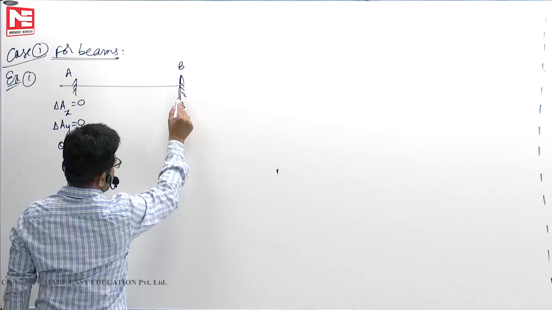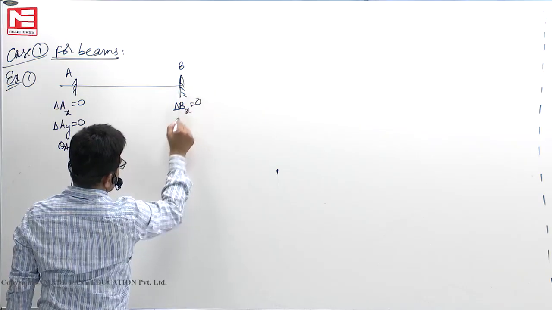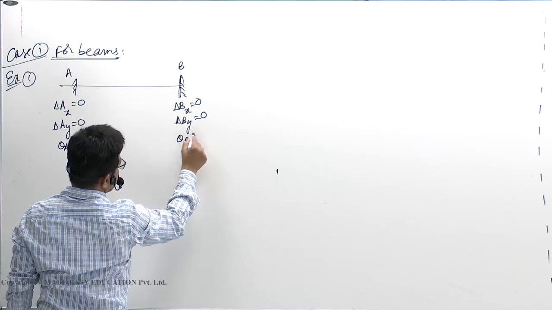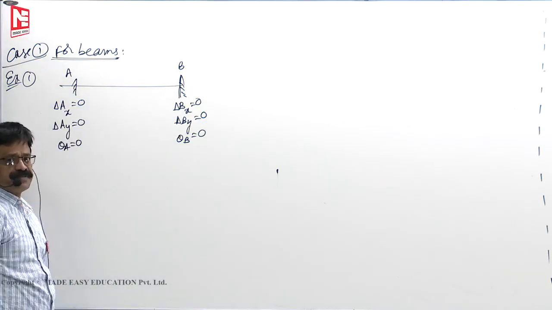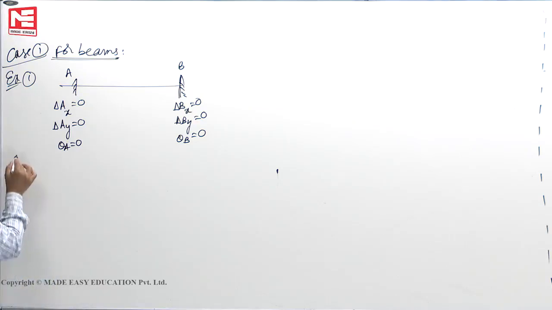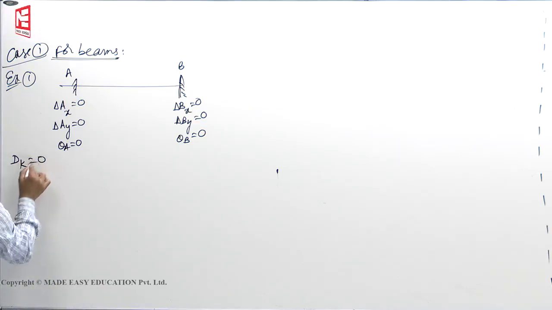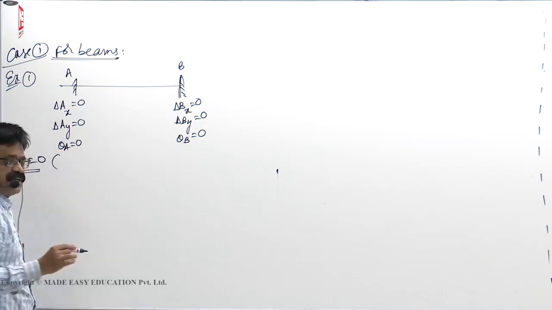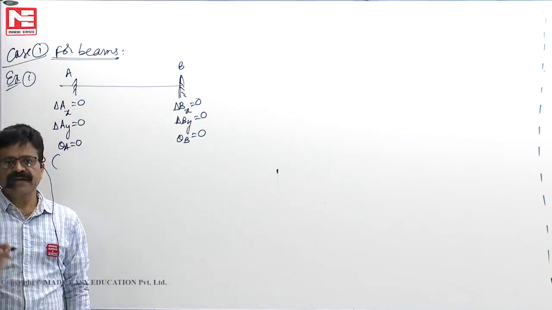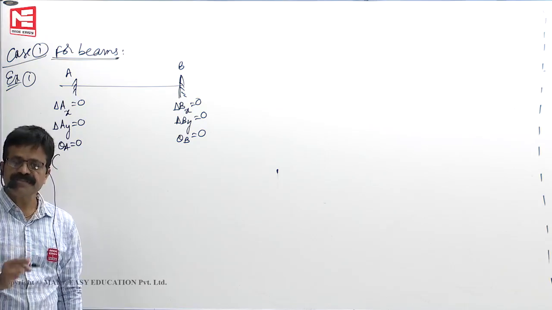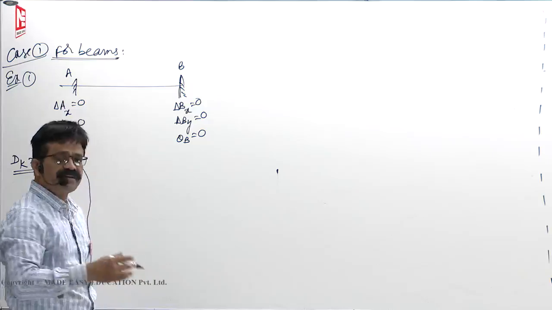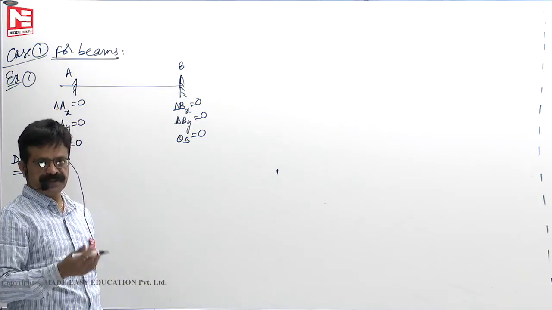Here, displacement of B in x direction not possible. Displacement of B in y direction not possible. Slope at B is not possible. So for this case, dk is 0. dk is equal to 0. 0 means there is no kinematic indeterminacy at all. Kinematic indeterminacy 0 means it is a kinematically determinate structure, because all kinematic values we know them.